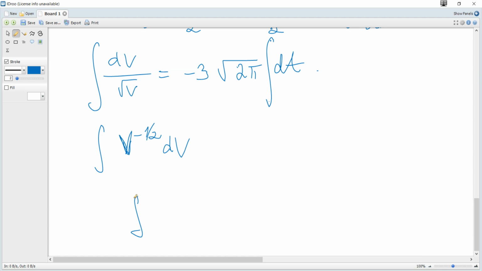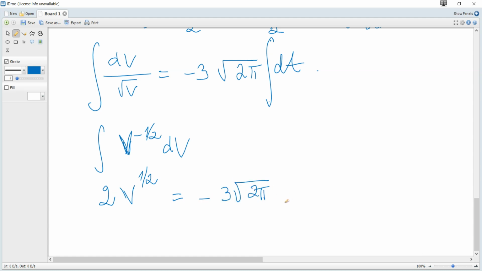So it becomes what? V to the power of minus a half plus 1, so it's a half, and divided by a half. To divide by 1 over 2 is the same as to multiply by the flipped fraction, so it's just 2. And plus constant, but also there will be a constant to the right, and it's enough to write only one constant and let it be the constant to the right. And it becomes minus 3 root of 2 pi.